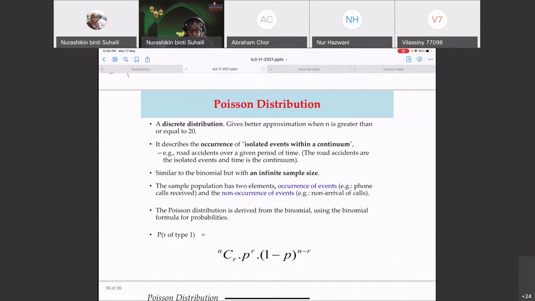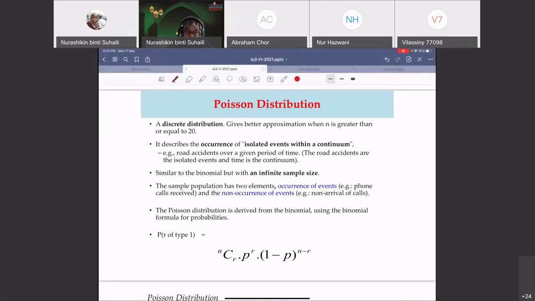Okay, so the second type of discrete distribution is the Poisson distribution. So what's the difference between binomial and Poisson? Binomial is used when the n is less than 20, when the n is small. N is the size of the data, and when the n is greater than 20, we use the Poisson distribution. Under the Poisson distribution, there is a formula, and there is also a table, the Poisson table.